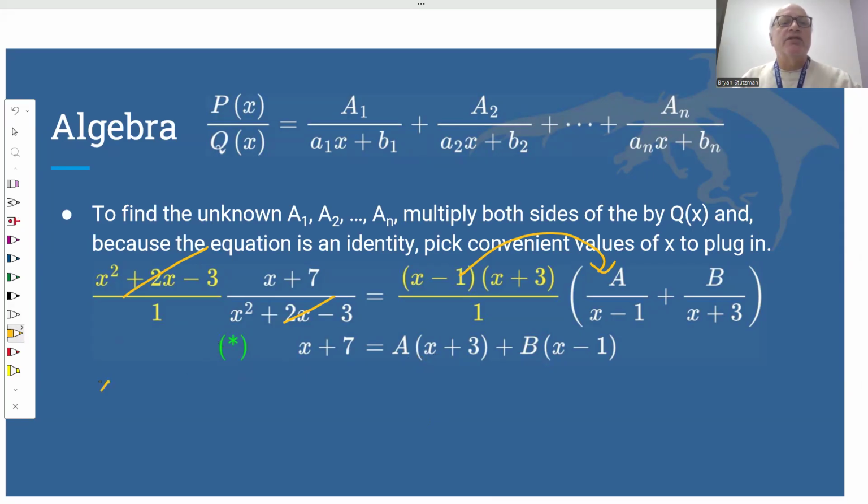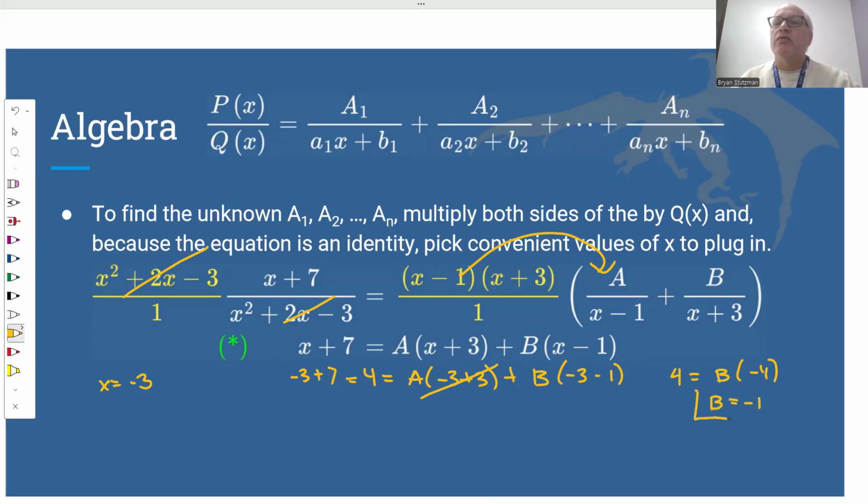I'm going to let x equal -3, which seems like an odd choice, but if I put -3 in for x, then this first term is going to disappear. So if I plug in x equals -3, I get -3 plus 7, which is 4, is a times -3 plus 3, plus b times -3 minus 1. That disappears. I get 4 is equal to b times -4, or b is equal to -1. I'll remember that.